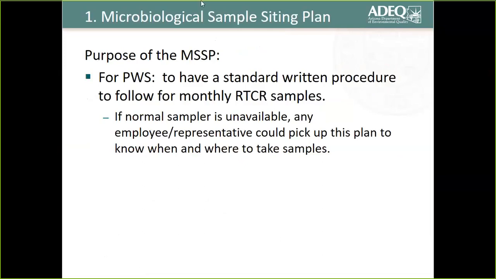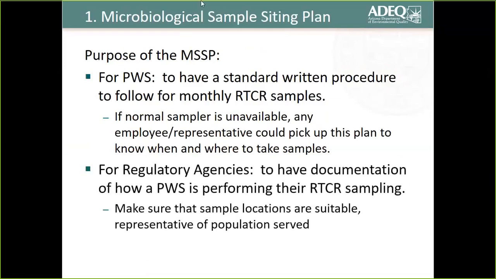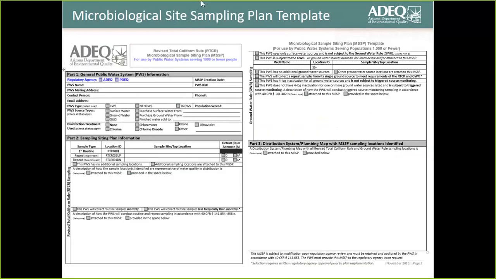So that's the use. And then for ADEQ, it just gives us documentation on how and where you're performing your RT-PCR samples, and we make sure that your locations are suitable and are representative of your distribution system and the population served. So this is what our MSSP, or microbiological sample siting plan, looks like.